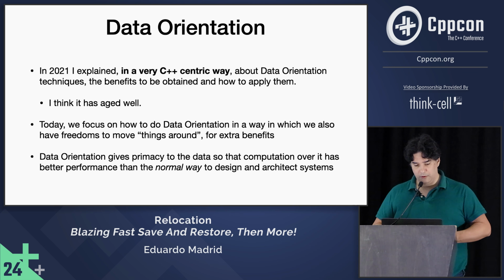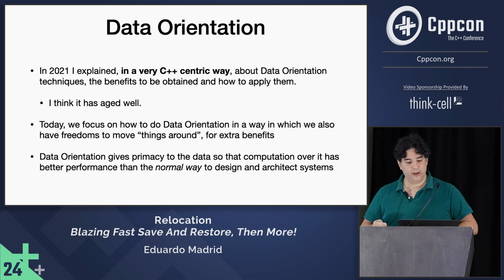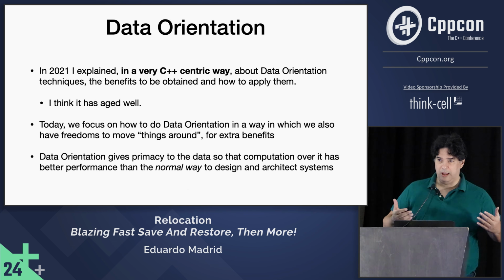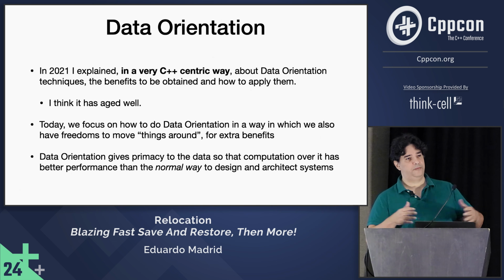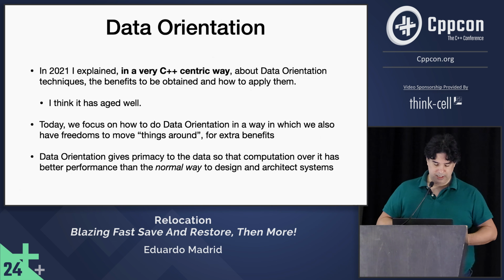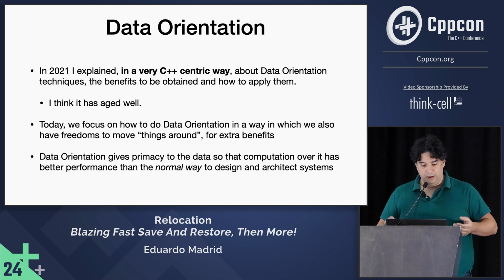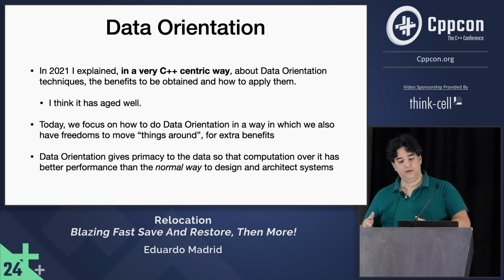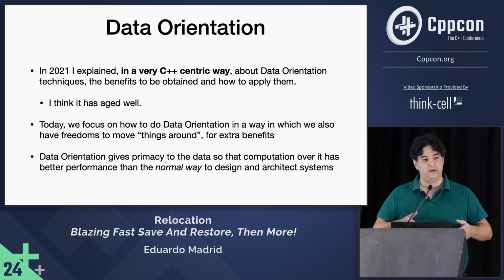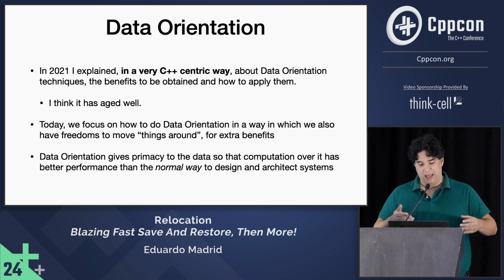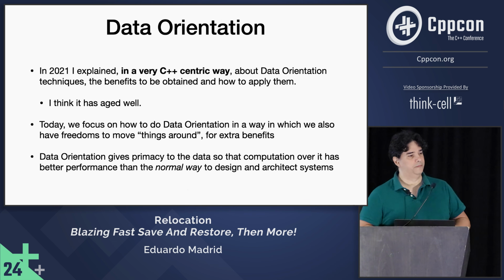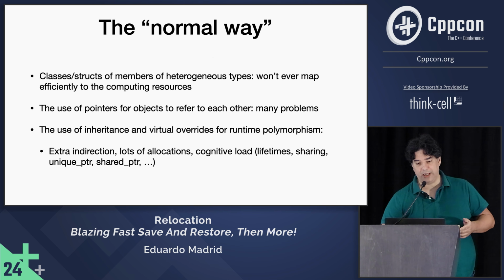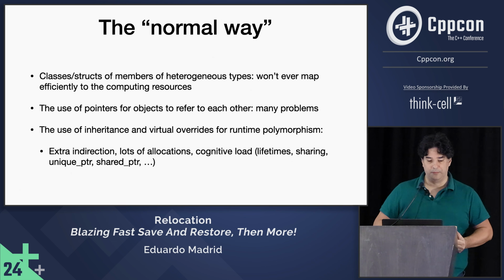The focus for today is to empower us with freedoms to move things around for extra benefits than just plain data orientation. The meaning of data orientation is to give primacy to the data so that computations over the data have better performance than the normal way to design and architect systems. What is the normal way to design and architect systems?